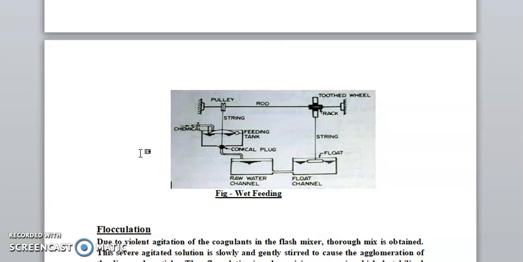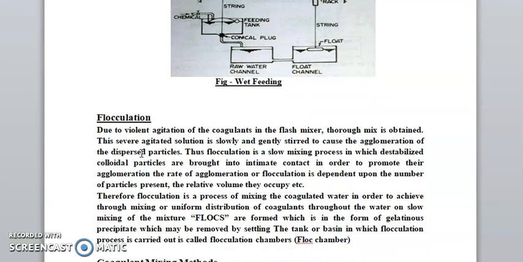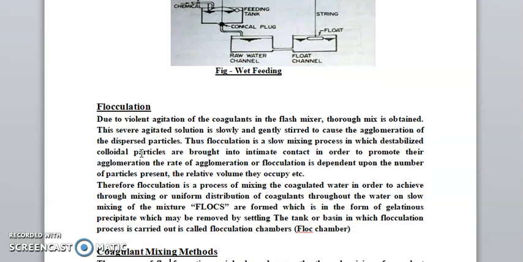Now, flocculation. Due to violent agitation of the coagulant in a flash mixer, thorough mixing is obtained. The solution is then slowly and gently stirred, causing agglomeration of dissolved particles. Flocculation is a slow mixing process in which destabilized colloidal particles are brought into contact with each other in order to promote their agglomeration.